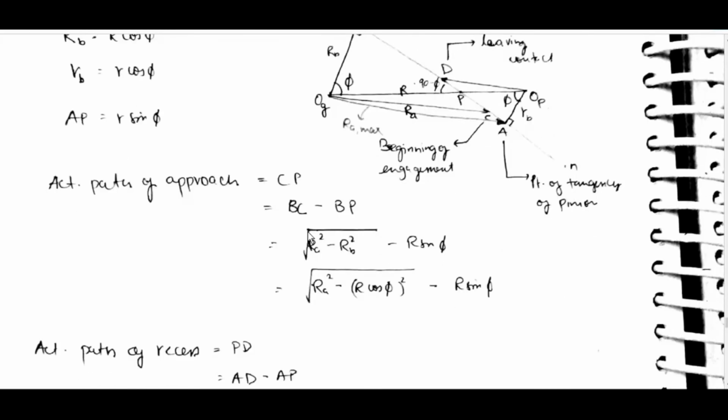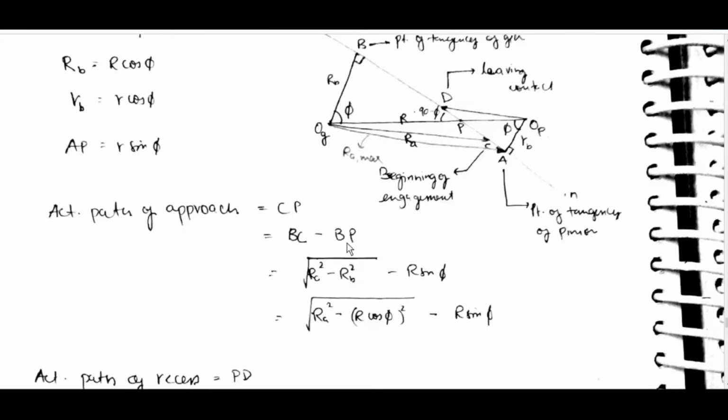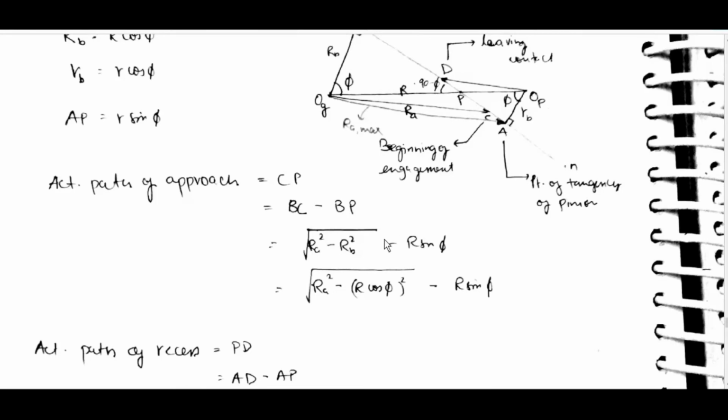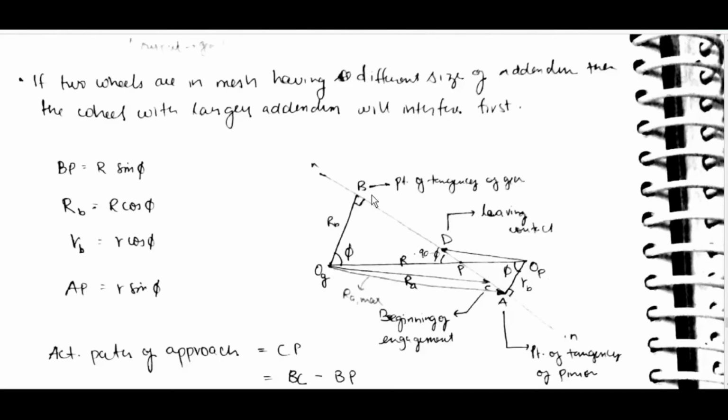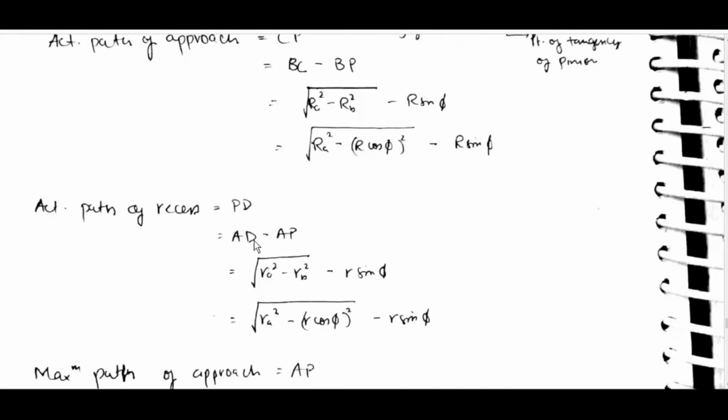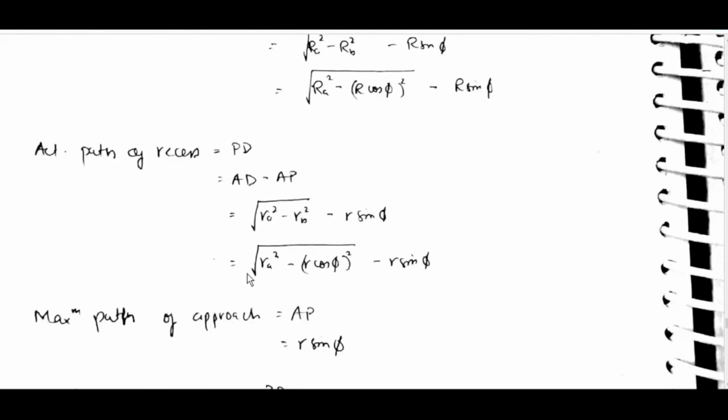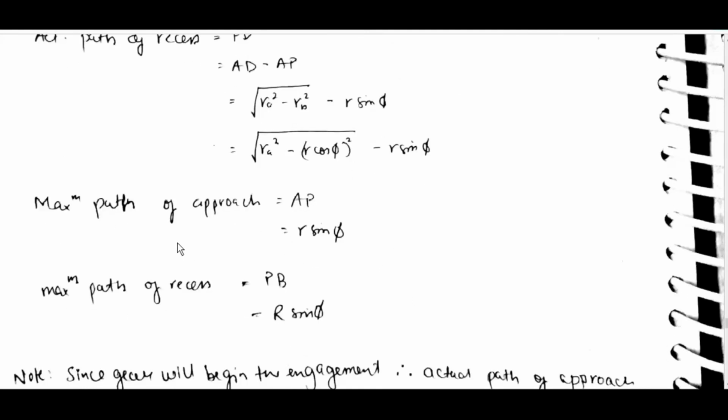CP is equal to BC minus BP, which is equal to root of RA square minus RB square minus R sin phi, which is equal to root of RA square minus R cos phi whole square minus R sin phi. Actual path of recess is equal to PD, PD is equal to AD minus AP, which is equal to root of RA square minus RB square minus r sin phi, which is equal to root of RA square minus r cos phi whole square minus r sin phi.